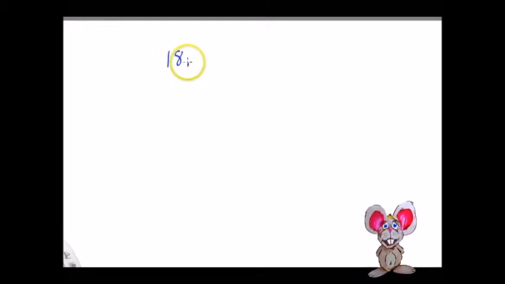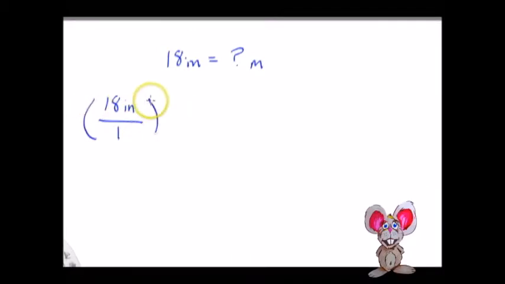Inches, and that's what we're given. And we need to find out how many meters this equals, okay? So before we went inches to centimeters as an example. In this one, again, we're going to write down 18 inches as the numerator over 1 to start out. That's our given. Given is in blue.